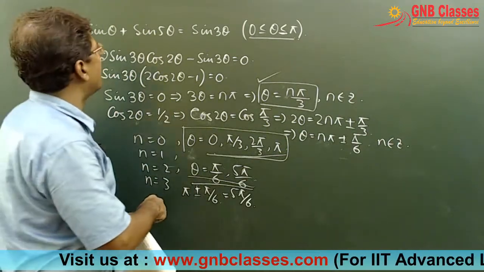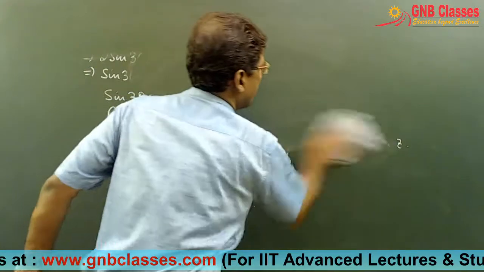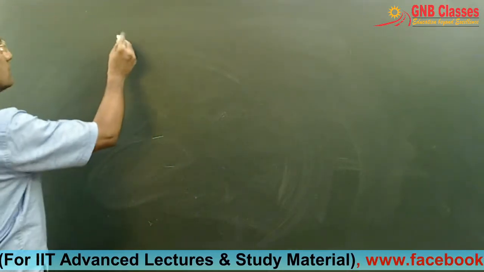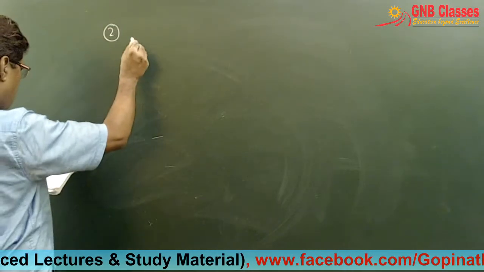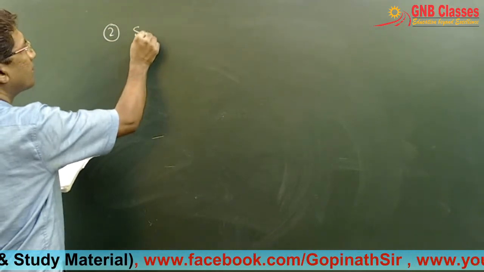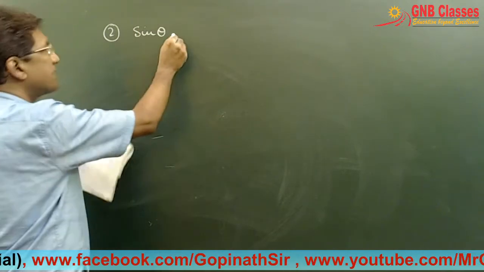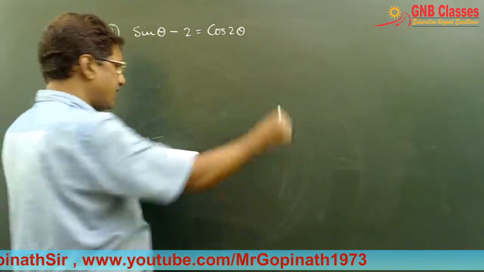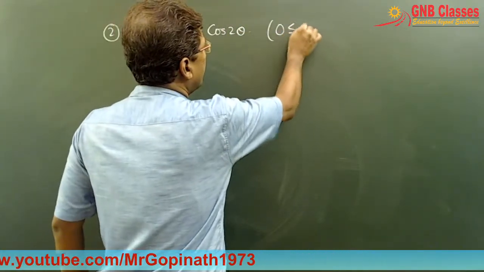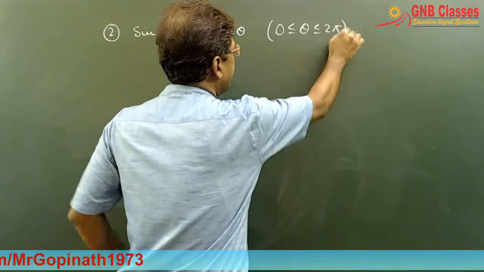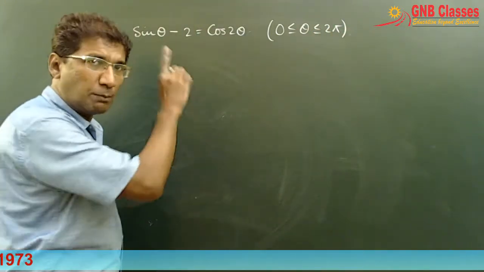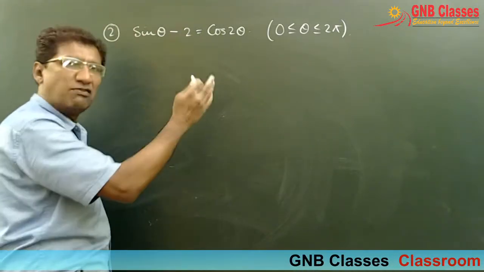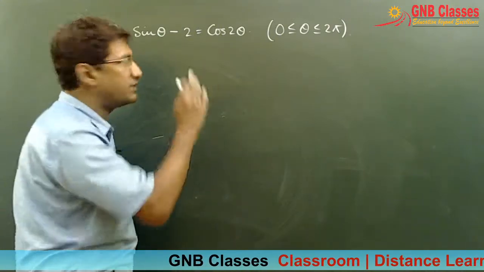Now let us move to the next sum. Okay. Write down the second sum. Solve for theta, where sine theta minus 2 equals cos 2 theta, okay? And they have said that theta is lying between 0 and 2 pi. Again, we have to find out the particular values of theta, not the general solution. First of all, we will find out the general solution, and then we will find out the values of theta which are falling in this range.